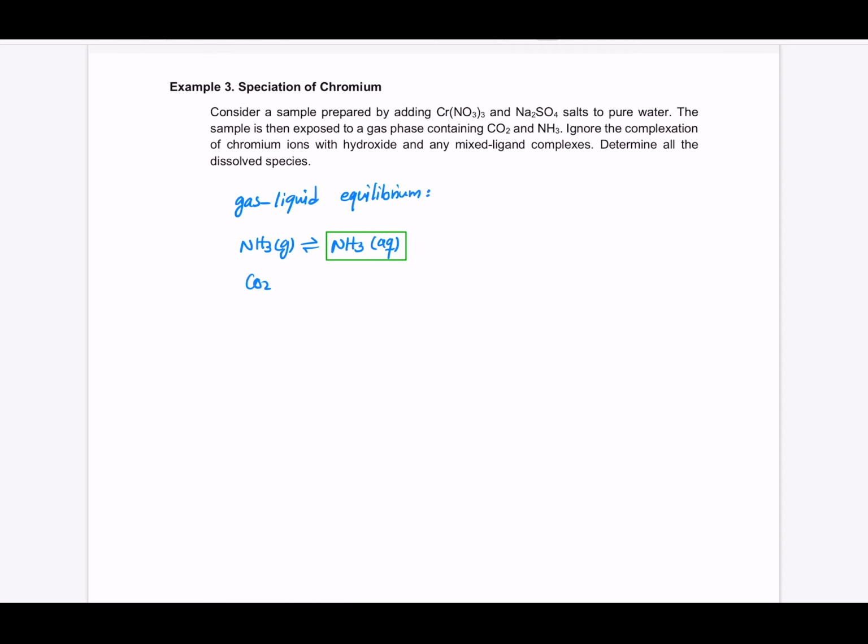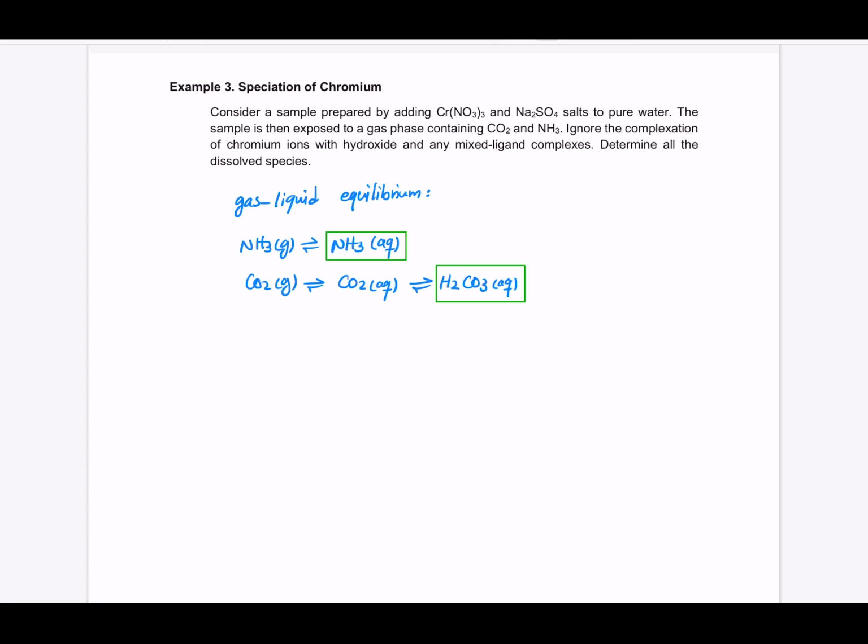Also we have CO2 in the gas phase. It also equilibrates with CO2 in the aqueous phase. And we know once we have CO2 in the aqueous phase, it basically turns into H2CO3 in the aqueous phase. So by exposing the liquid to the atmosphere with CO2, we're introducing carbonic acid in the liquid phase, from the open system lecture, gas-liquid equilibrium. So that's what we're bringing to the system.